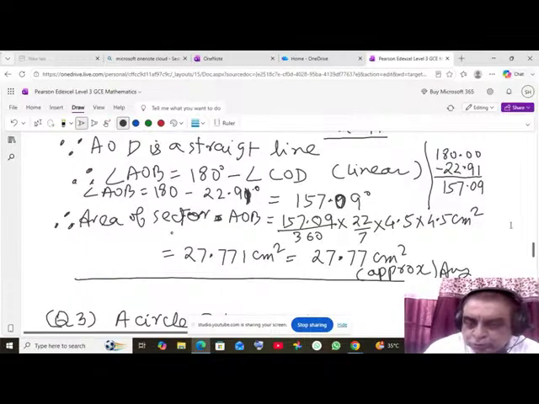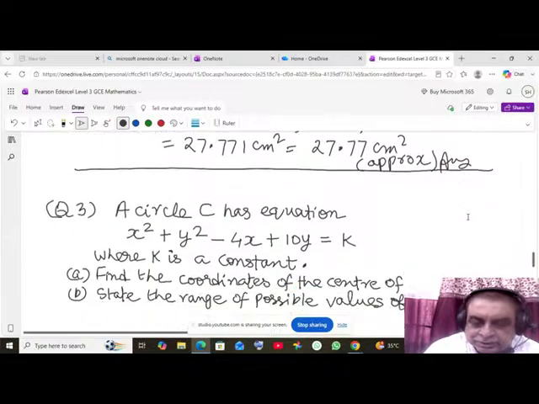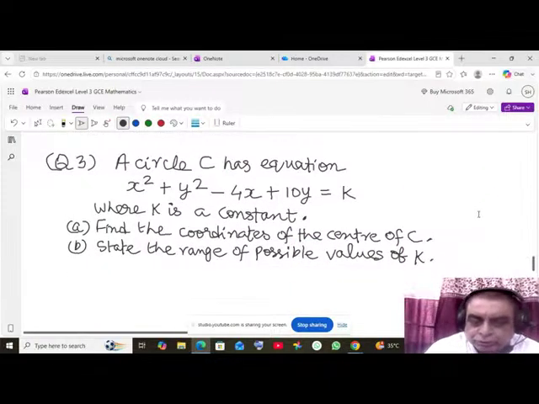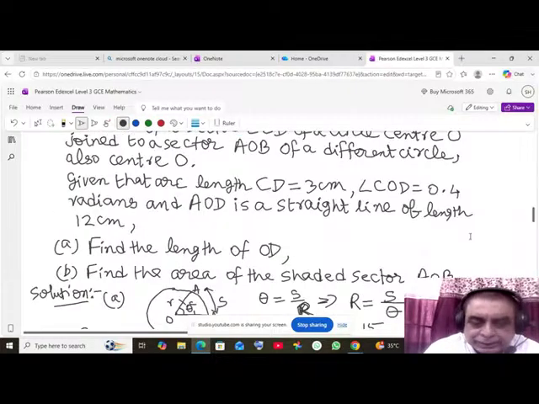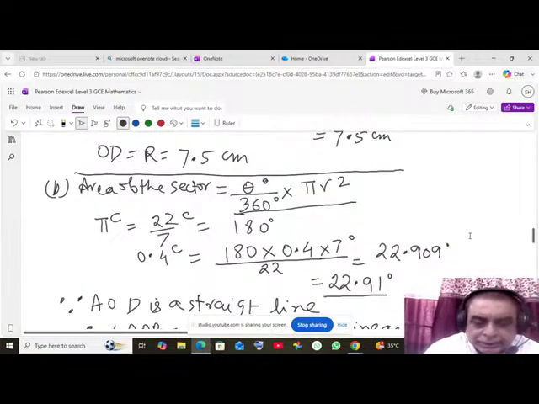So that is how you will find out the area of the sector AOB. Okay, area of the sector. Okay, right.